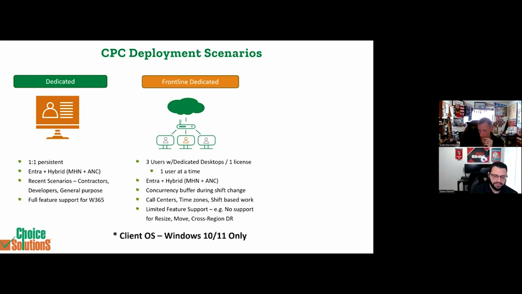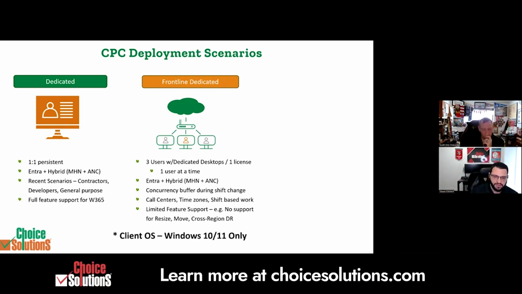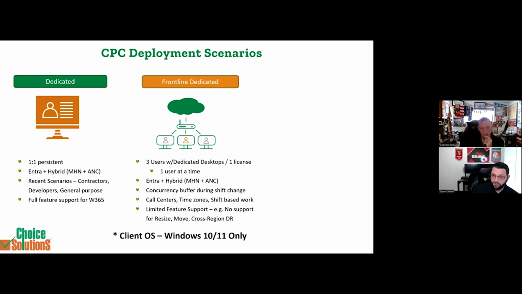So things like being able to resize, because that is something that does come up. Maybe you have a 2x8 and you realize, I need a 4x16. You can do that as simply as updating a license and not lose your work. But you can't do that in frontline mode, and that is something that is coming. Just like anything in the cloud, stuff moves quick, and these features are coming quickly. Being able to move, we've seen that with customers where they actually move between regions. They're taking their PC and moving it across regions. Can't do that here, and cross-regional DR is not supported.